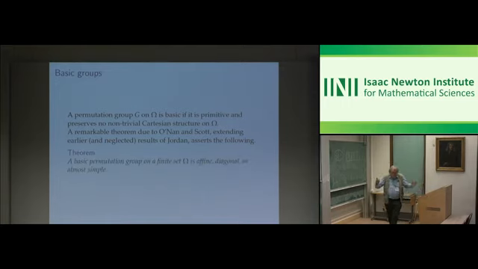Here's my version. Now, this is not an elaborate, complicated version. This is pared down to the simplest possible form. This is the Nan Scott Theorem. A basic permutation group on a finite set omega is affine, diagonal, or almost simple. So we have only 3 classes now. We've pushed the Cartesian or the wreath product ones under the rug by using this word basic, and we have just 3 types. So I'm going to say a little bit about the 3 types in the theorem.